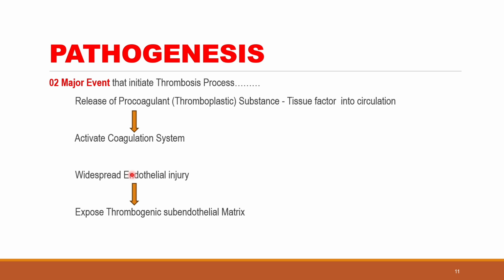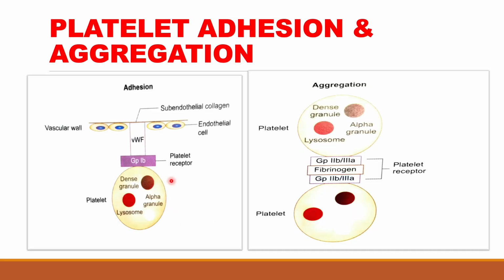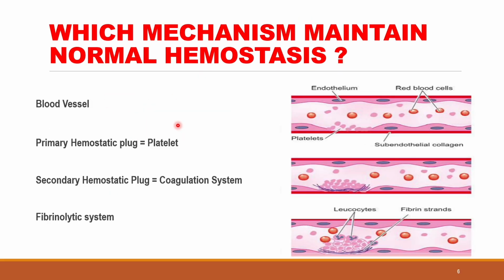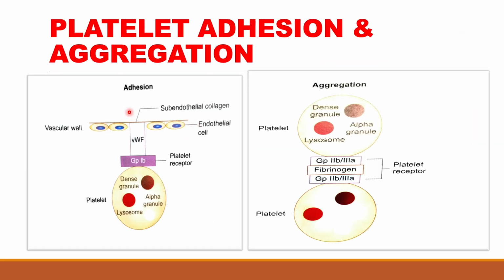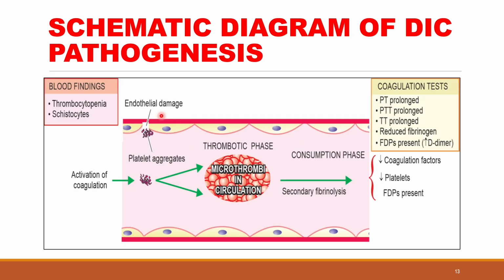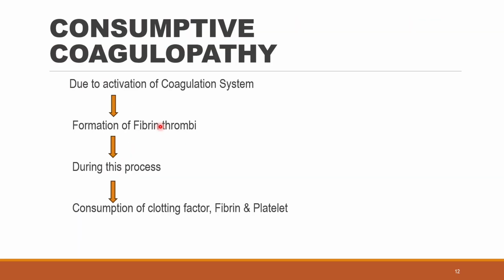The second important major event is widespread endothelial injury. And we know that because of endothelial injury, the subendothelial matrix is exposed, so they will form more and more clot because of exposure of subendothelial collagen. So these are the two major events in the pathogenesis. And because of that, clot will form. So what will happen after the clot formation? Here there is a consumptive coagulopathy.